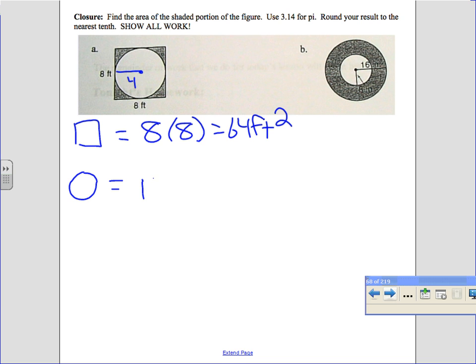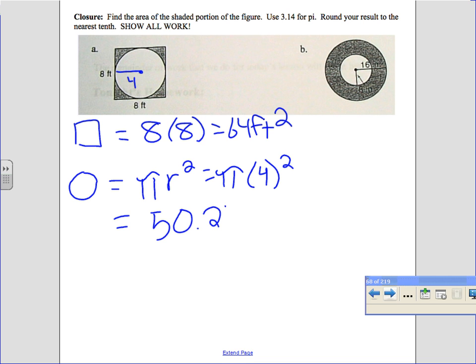So let's find the area of the circle, which is pi r squared. Pi times 4 squared. So if you take your calculator and type in 16 times 3.14, remember always square the radius first, then multiply by 3.14. Abigail, what's the area of the circle? Good. 50.2. Decided to round to the nearest tenth. Yeah, 50.2 feet squared. And it doesn't matter, you could round to the hundredth.